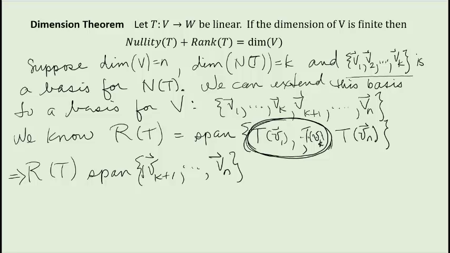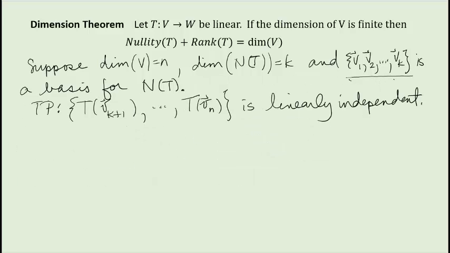Excuse me, I made a big mistake here. We have to put T. Okay, make that change on your paper. So the range of T is spanned by T of V sub k plus 1 through T of V sub n. Now, we know that the span is true, but we need to prove that this set is linearly independent. Okay, so I erased and I put T here to prove that set is linearly independent. We know that it spans the range.